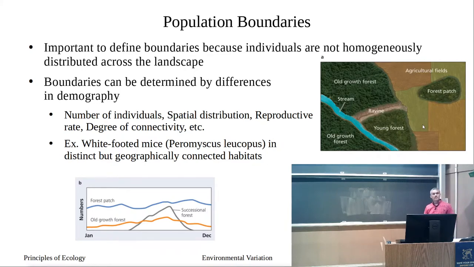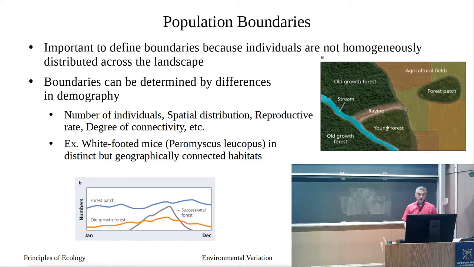Now we could define our populations based on these patches themselves, but we also see that based on the patches, we get different demographics. If we look at the old growth forest, our population numbers are actually much less than those individuals in the young forest, the successional forest. That's what that is. The forest patch has a higher population size than the old growth forest. So right there, that tells you we're going to have a higher density in that forest patch for some reason than in our old growth forest.